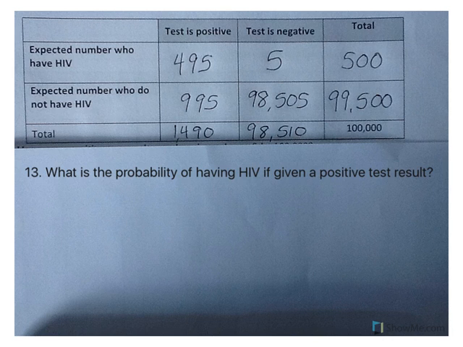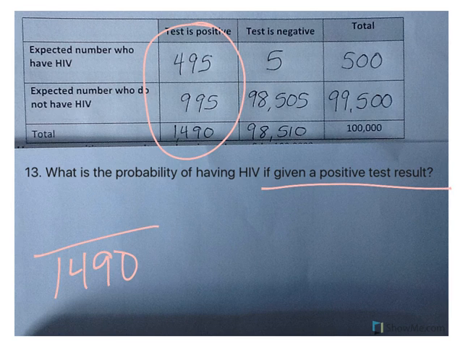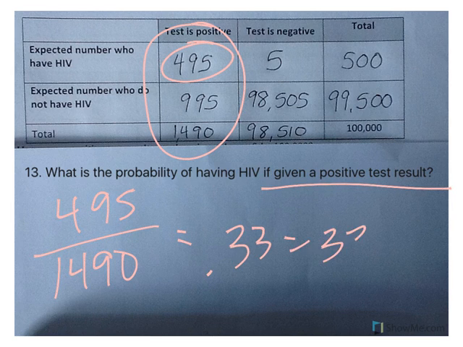Okay, let's do some probability. What is the probability of having HIV if given a positive test result? So I'm only talking about my positive test results. I have a denominator of 1,490. Having HIV, that's on the top, 495. So that's a 0.33 or a 33% chance. Meaning if you go to the doctor and they say, I'm sorry, Sarah, you have HIV, you really only have a 33% chance of having it. So I would say I would like to test again, because if you test positive twice in a row, that's a little bit different. But only one positive, not necessarily.